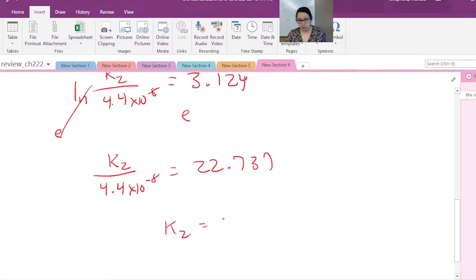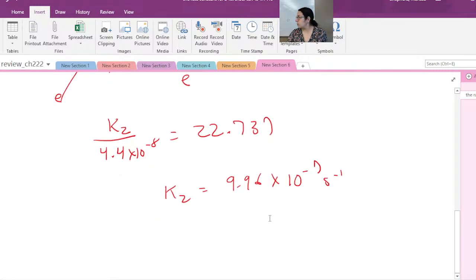And for K2, what do we get for K2 then? I got 9.96 times 10 to the -7. That looks good. Is that what other people got? You could have probably rounded to like 1 times 10 to the negative 6 as well. So somewhere around there. Questions?